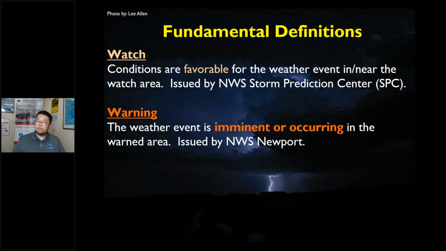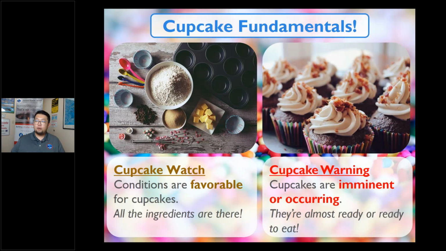I'll go ahead and give you a nice little analogy for the difference between a watch and a warning. It's cupcake fundamentals, right? So again, a watch is when conditions are favorable for something occurring. All the ingredients are there, so it's like a cupcake watch. Conditions are favorable for cupcakes. I've got the flour out, I've got the butter, I've got the sugar out, I've got chocolate chips, I've got the pan. I'm displaying it all on the table. All the ingredients are there. So you're saying, oh, Mike's about to make some cupcakes here. He might burn them, but there's some cupcakes potentially coming.